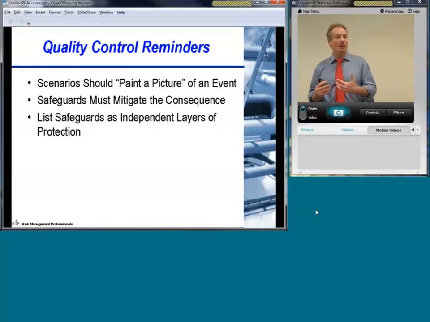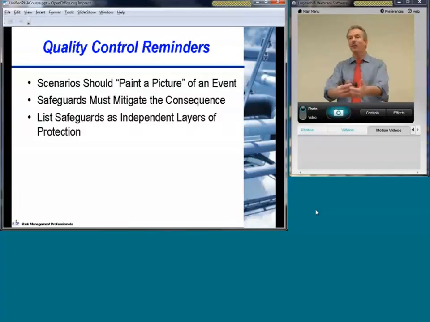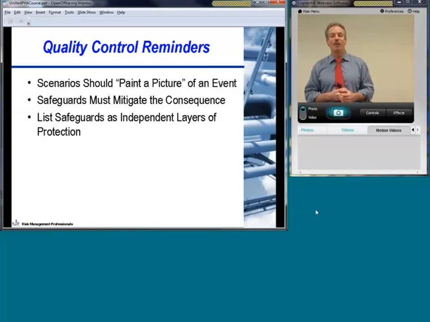They were just having a random discussion, and the facilitator hadn't prepared properly to understand enough about the system to recognize that the team was just rambling on and talking about general safeguards rather than safeguards directly associated with that consequence. And also, one of the things we've been doing more and more over the years is listing safeguards as independent layers of protection.